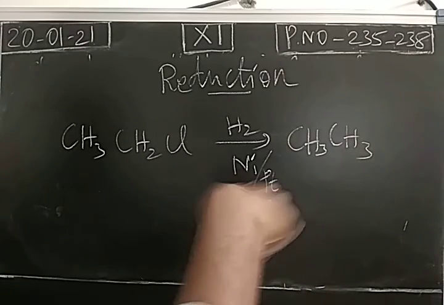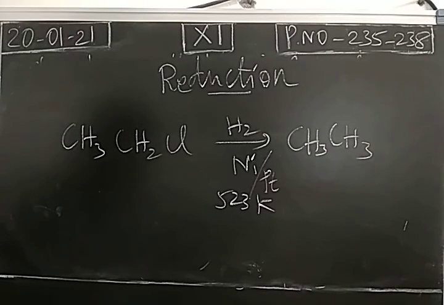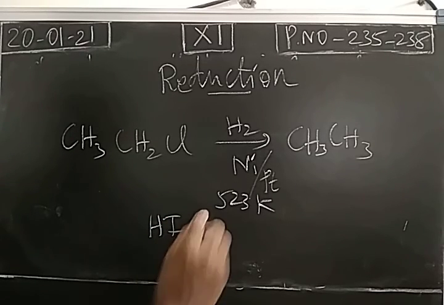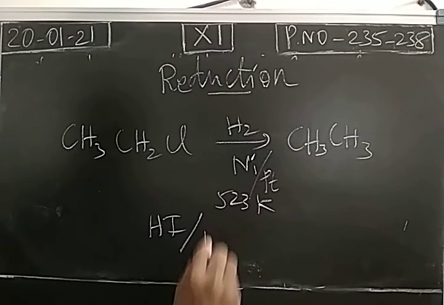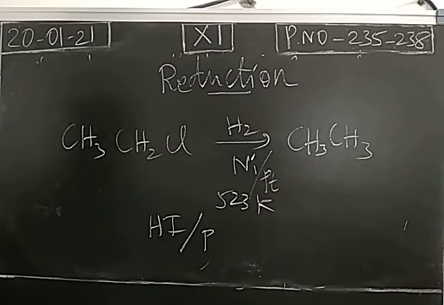Instead of nickel, platinum or palladium, you can take hydrogen iodide also, but this will be added in the presence of red phosphorus. We will get the same product, ethane. So with this, the chemical properties of haloalkanes are over. Next, uses. You just go through the uses of haloalkanes. With this we complete haloalkanes.